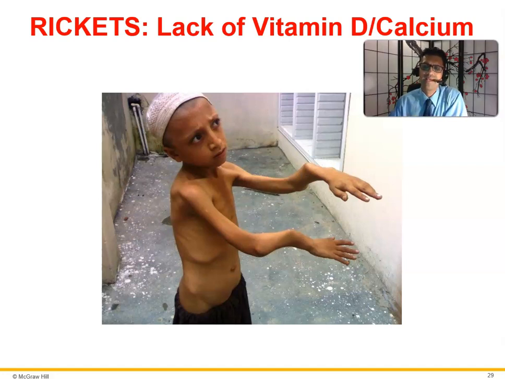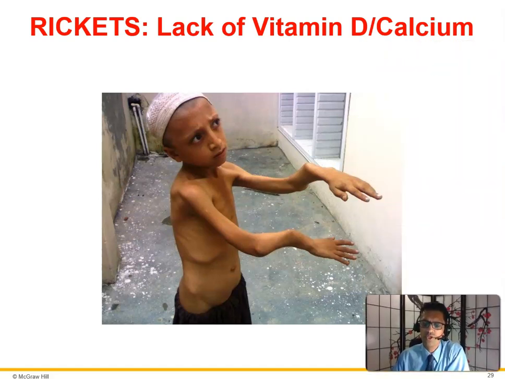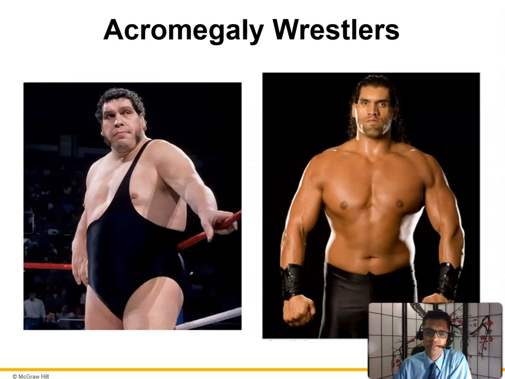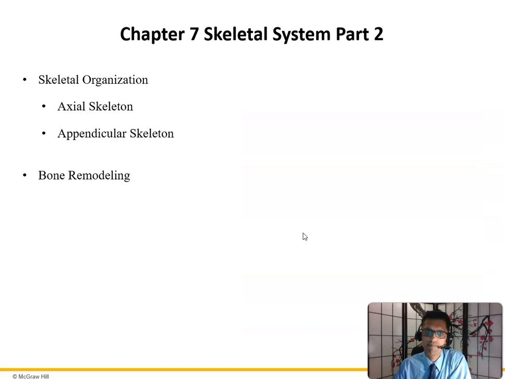Now, if osteoblasts or growth hormone deposits too much bone, then we get something called acromegaly. I don't know if you ever watched WWE wrestling. Andre the Giant and the Great Khali, and then there's Triple H, but a lot of them have a very similar facial structure. This is called acromegaly, where they're laying down a lot of bone because of overstimulation of a growth hormone. Usually they don't live too long because it's very taxing on the heart. So the taller they are, the less the life expectancy is. But this is called acromegaly. Okay. All right.